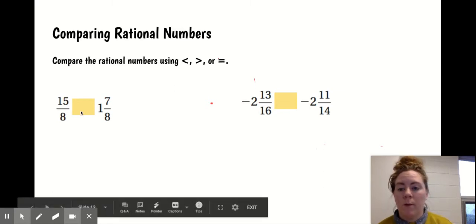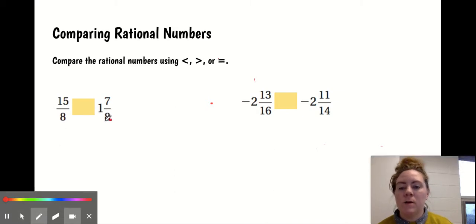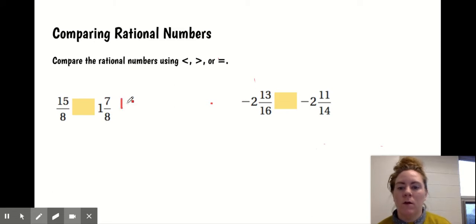So let's first think about this. If I wanted to rewrite this one as an improper fraction like that, well, 1 times 8 is 8. 8 plus 7 is 15. So look at that. These two things are equal.